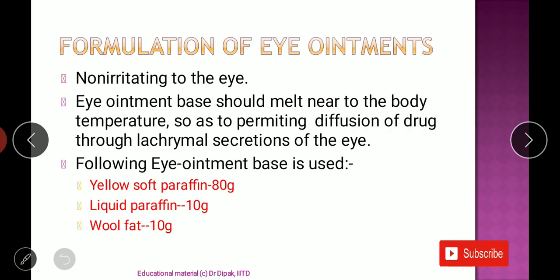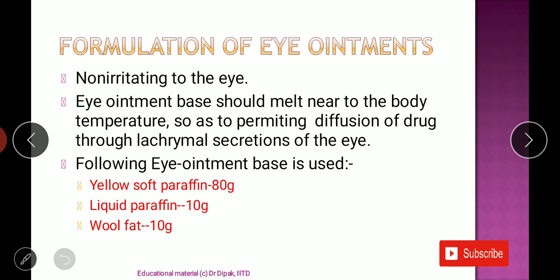In the formulation of eye ointment, the care we have to take is that it should be a non-irritating sterile eye ointment base which we are using. It should melt near to the body temperature so as to permit diffusion of the drug through lacrimal secretions of the eye.